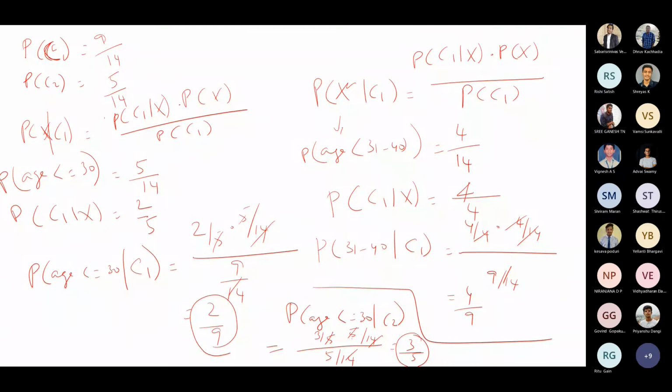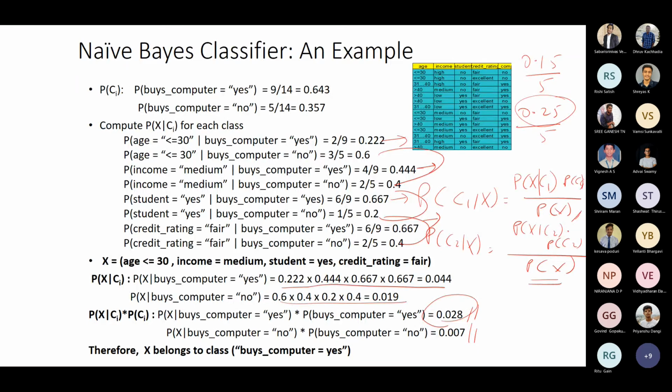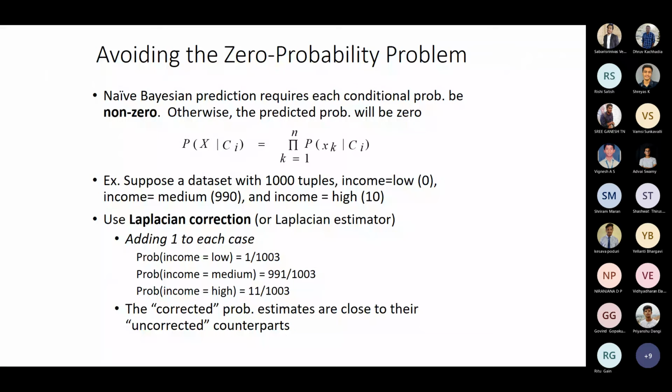The same thing is done here. So the denominator is avoided here also, and you get your final result. Avoiding the zero probability problem is what you should try to do. One approach is called the Laplacian correction or Laplacian estimator, where you add 1 to each case.